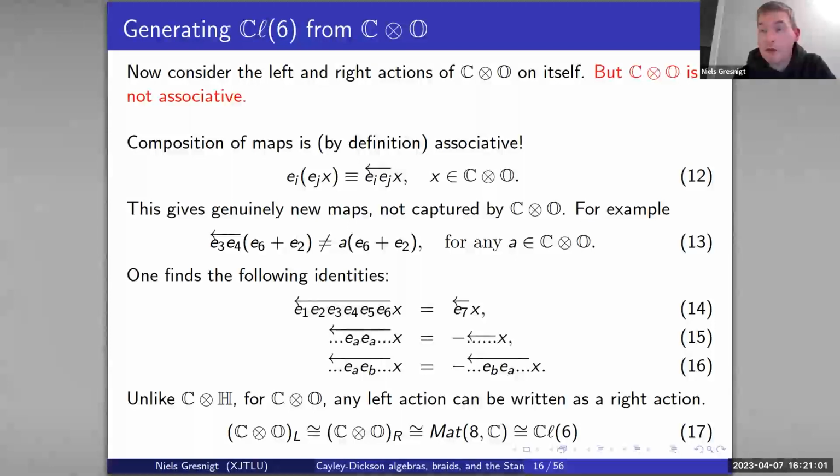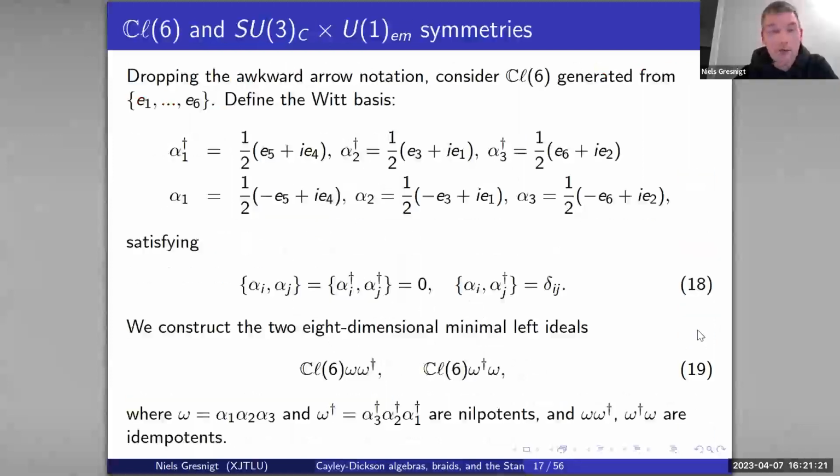So that's all I really wanted to say about the quaternions and the octonions. So now I want to give you a little bit of an overview about how Dixon and Furey have used these results, in particular CL4 and CL6, generated in this way to construct particle multiplets and gauge symmetries. So we will start with CL6, and we'll drop the slightly awkward notation of putting arrows on everything. So we take CL6, and as a basis, we can take E1 to E6.